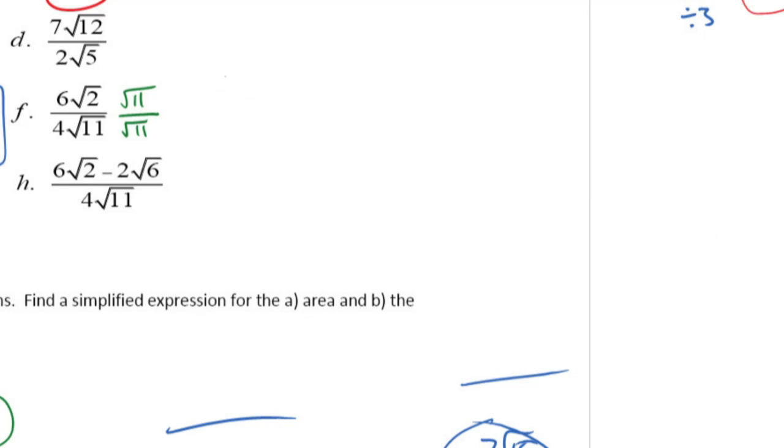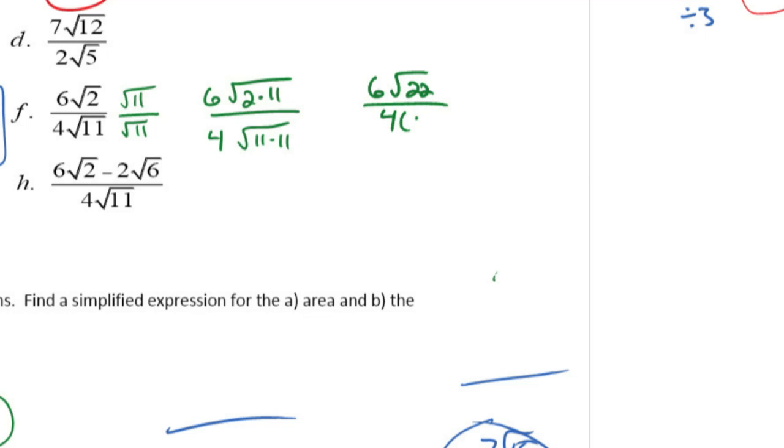Okie dokie. I'm going to have the 6 just hanging out up front, 2 times 11 under my radical sign. On the bottom I have this 4. And then I have this root 11 times root 11, or just 11 times 11. All right. I have 6 root 22 on the top, and then I have 4 times 11 on the bottom. Now I'm thinking 22. I'm trying to think of perfect squares that go into 22. 4 is not going to go into there because 4 goes into 20. 9 won't go in there. 16, 25. I don't think there's any perfect squares that go into 22, so I can't simplify that.